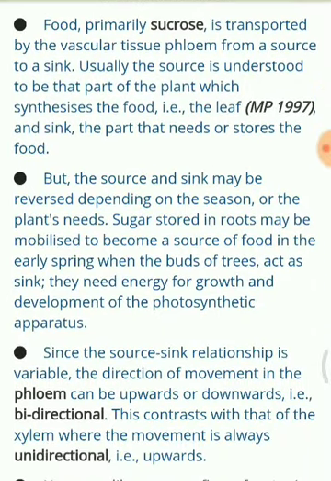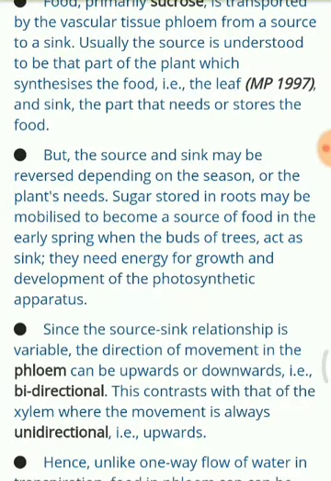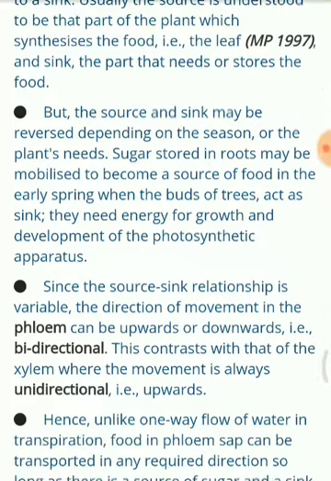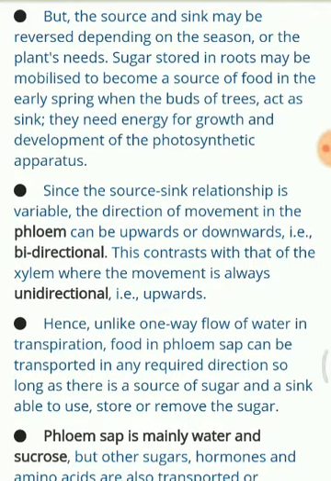Sugar stored in the roots may be mobilized to become a source of food in the early spring, when the buds of the trees act as sink. They need energy for growth and development of the photosynthetic apparatus. Since the source-sink relationship is variable, the direction of movement in the phloem can be upwards or downwards, that is, bidirectional. This contrasts with that of the xylem, where the movement is always unidirectional.